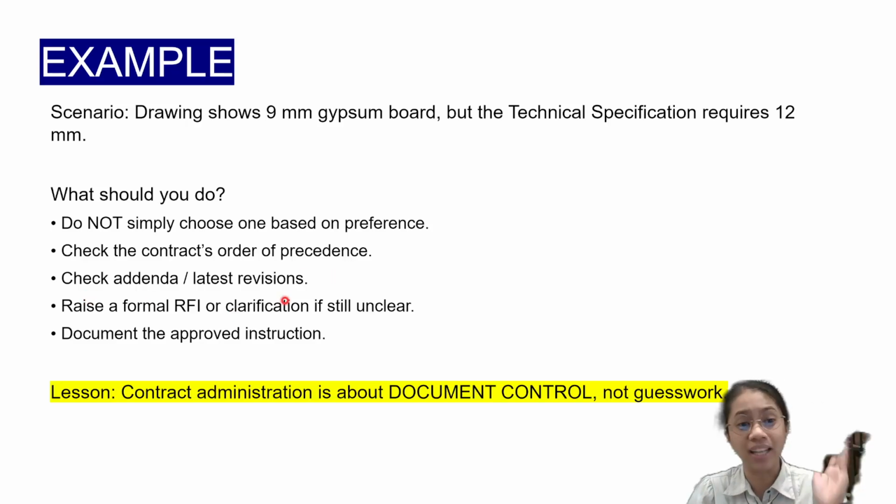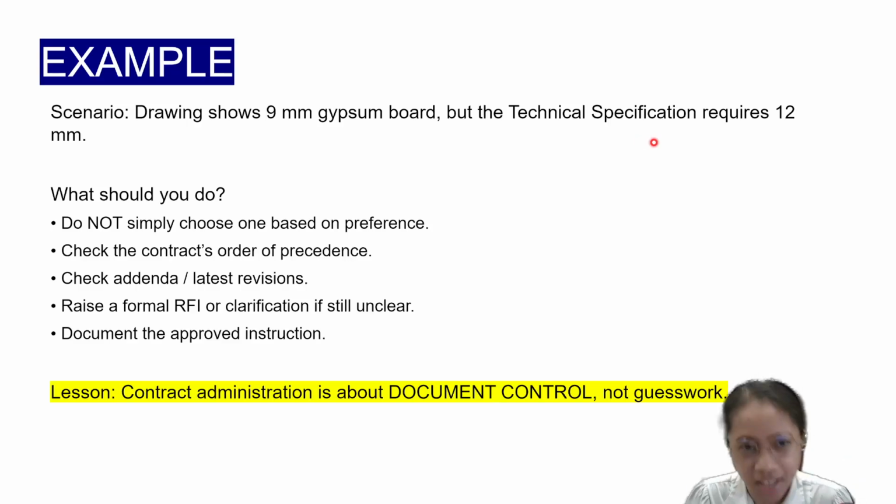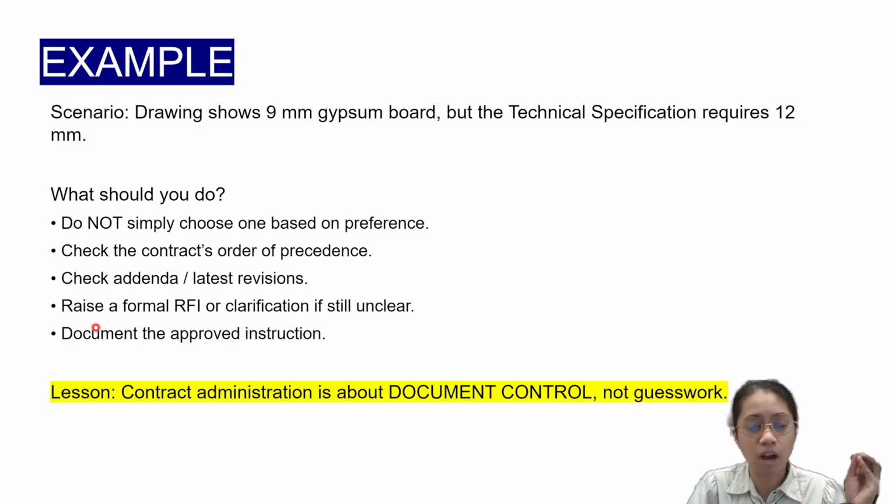Check the addenda or latest revisions, because sometimes the drawing is updated to 12 mm, so there is no conflict already. Or the technical specification changes to 9 mm, so with that, 9 mm is the governing thickness of the gypsum board. Or you may raise a formal RFI or clarification if it's still unclear. Document the approved instruction. So on this, as a reminder, the technical specification will govern.